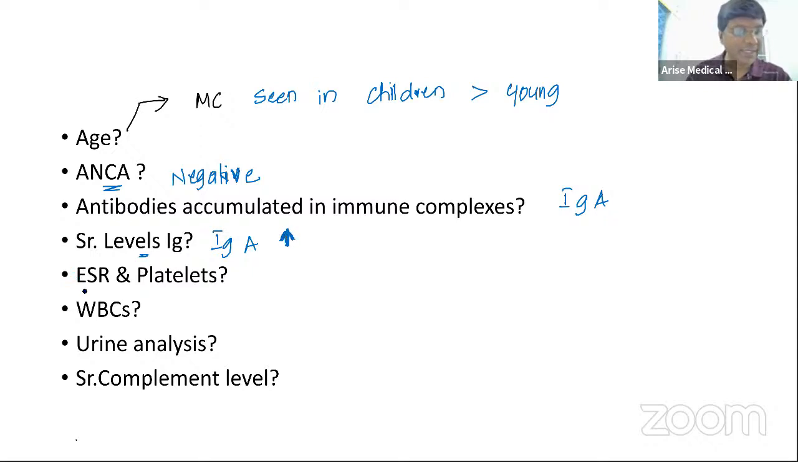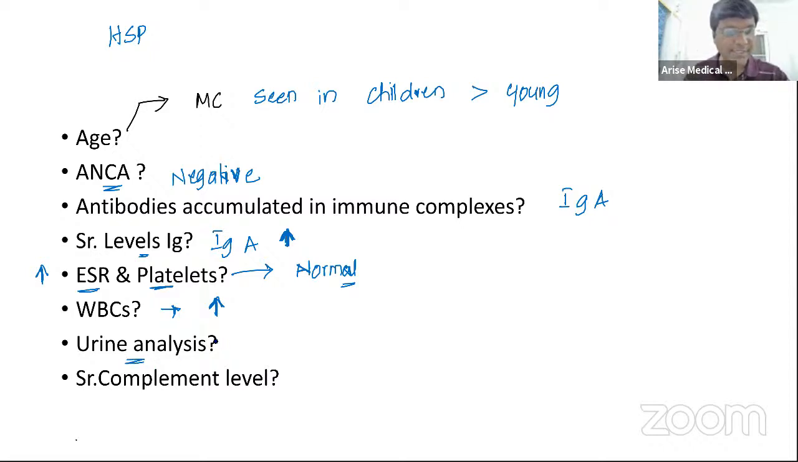And the ESR in patients with Henoch-Schonlein's purpura is elevated. Regarding the platelets, as I have already said, platelets are not reduced in Henoch-Schonlein's purpura. Remember, the platelets remain normal. They will not have thrombocytopenia. WBCs, there will be mild leukocytosis.